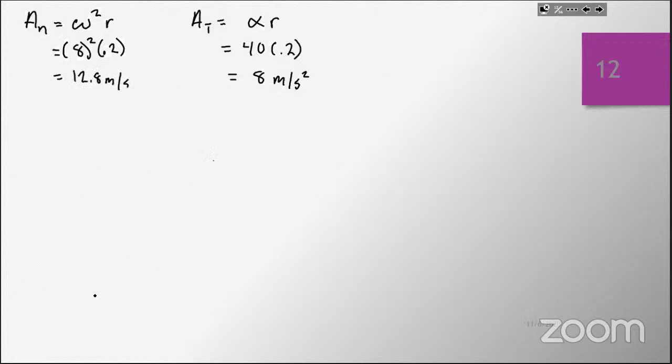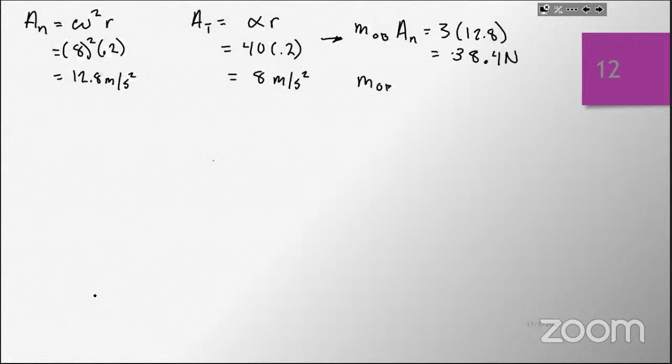12.8 meters per second squared. Okay, but we're not done with this yet, right? Because what we really need is the mass of OB times A sub n, which is going to be 3 times 12.8, which is going to give me 38.4 newtons. And we need the mass of OB times A sub t, which is 3 times 8, which is 24 newtons.